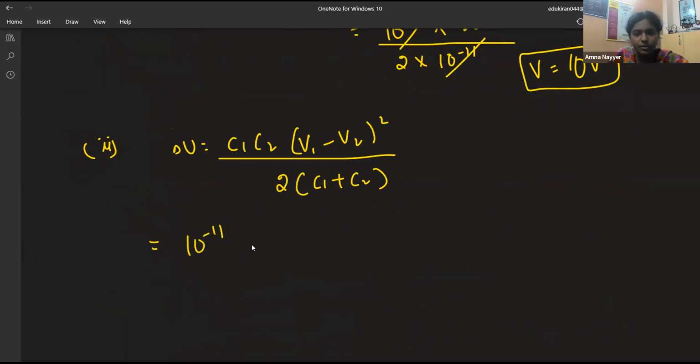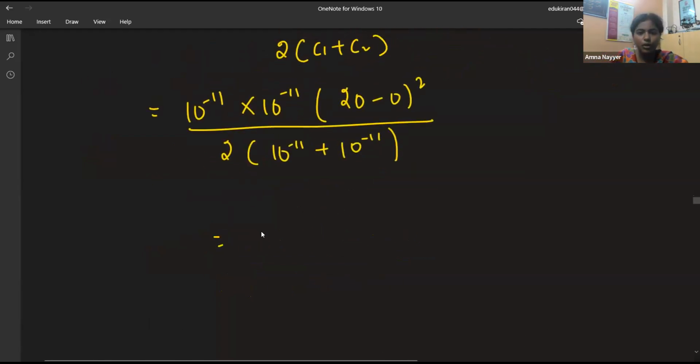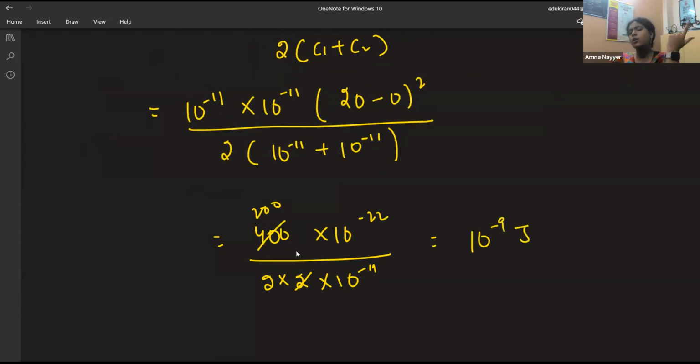10 to the power minus 11 into 10 to the power minus 11. One is 20, another is 0 itself, square, divided by 2 into 10 to the power minus 11 plus 10 to the power minus 7. I hope you all know why I am writing 10 to the power minus 11. This is actually 10 into 10 to the power minus 12, 10 picofarad, right class? So what will this become? This is 20 whole square. This becomes 10 to the power minus 22 divided by 2 into 10 to the power minus 11. This is getting doubled. So 2 into 200, this is 100. And again, 11. So that becomes 10 to the power minus 9 joules. This is the loss of energy.